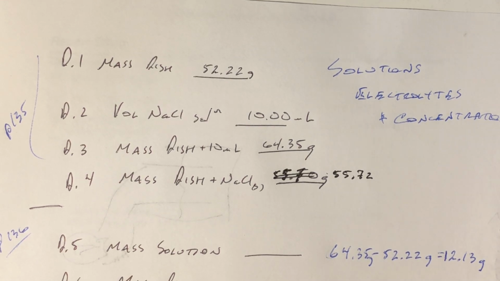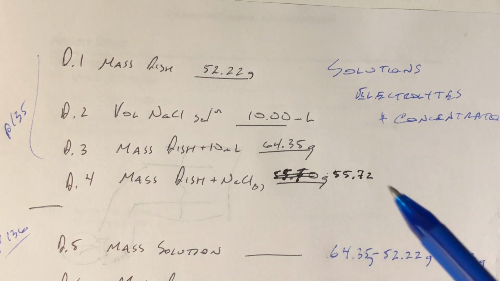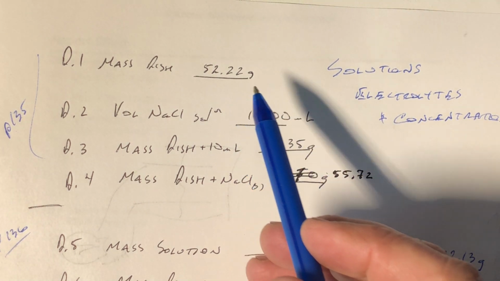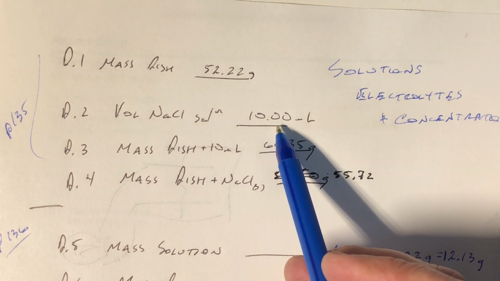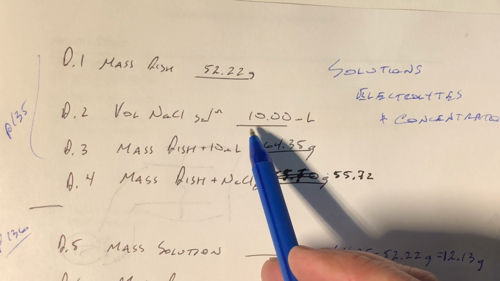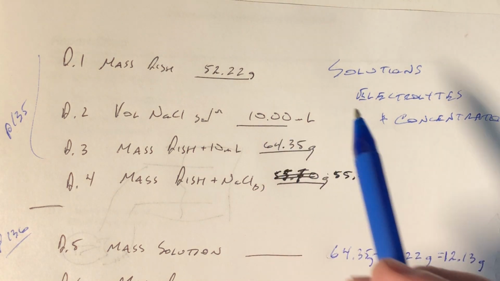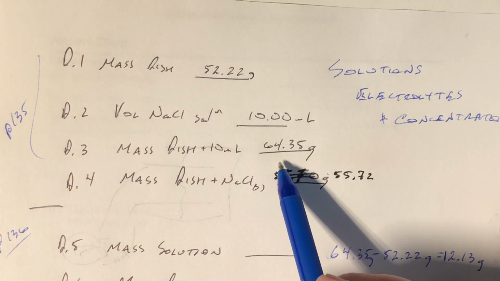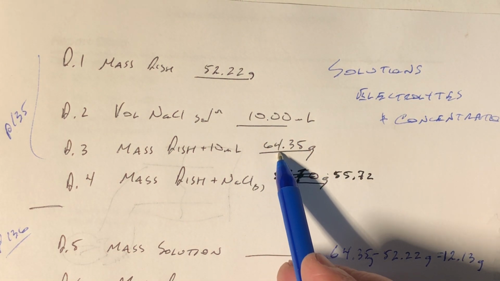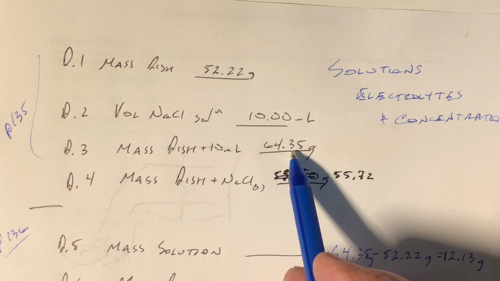Welcome back to part 2 of Solutions, Electrolytes, and Concentration. Part D on page 135, I've pre-populated my form with some data. D1 is the mass of the empty dish, 52.22 grams. We carefully add exactly 10 mL of the saturated saltwater solution. So the volume there is 10.00 mL using a volumetric pipette. Taken together, the water and the dish give us a mass of 64.35 grams.